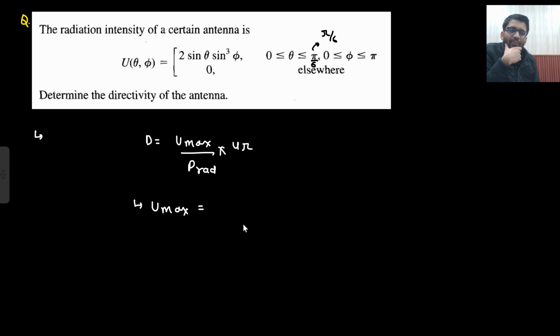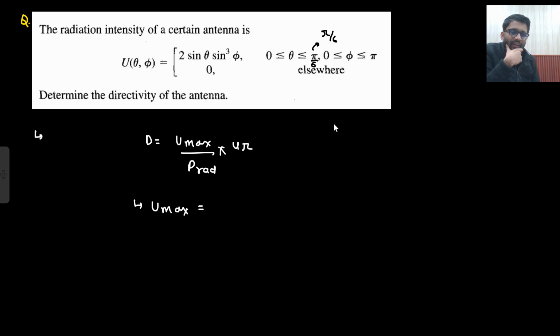So I hope you must have solved the question on your own. Now we will do the solution. So what we need to find? We need to find the directivity. So what is the formula of directivity? U max divided by P radiated into 4 pi. This is what we need to find. And what is the value of U max here? So U max directly we can see here is, yeah, you tell me what should be the value of U max.